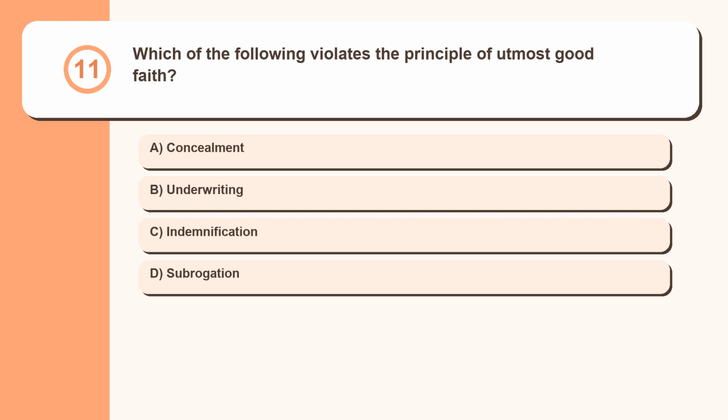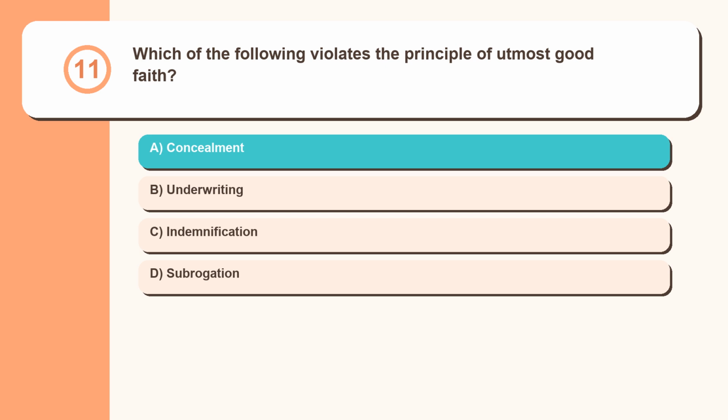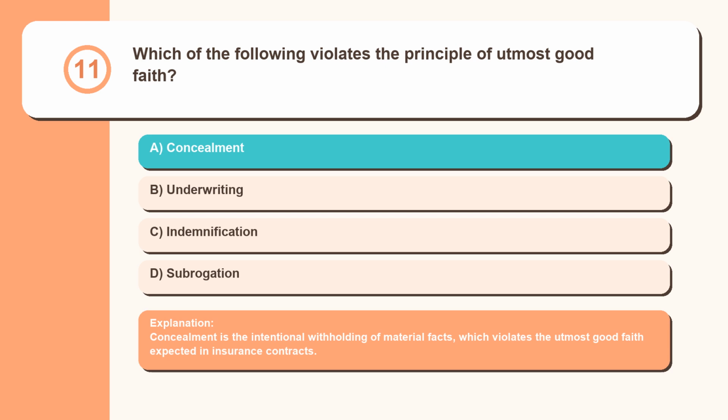Question 11. Which of the following violates the principle of utmost good faith? Concealment, underwriting, indemnification, subrogation. Concealment is the intentional withholding of material facts, which violates the utmost good faith expected in insurance contracts.